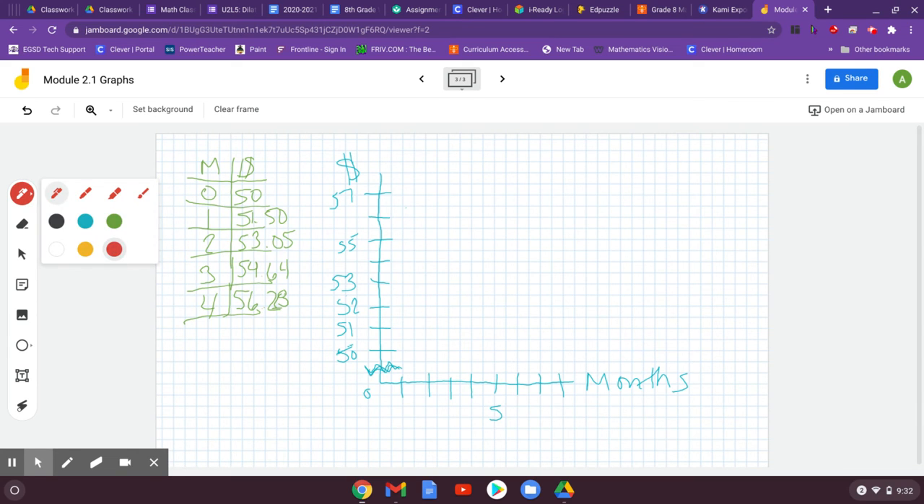So when I go to graph this, we have 0 is at 50, 1 is at 51.50. So now see I've got that spot where I can go in between. 2 is at 53.05, so it's just a tiny bit above 53. 3 is 54.64, so that's about 54 and a half, just a little bit above that. And 4 is 56.28, so that's a little below 56.50.